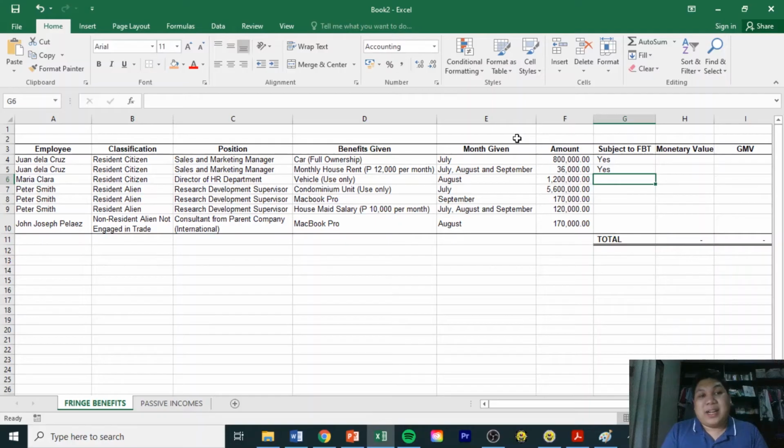While Maria Clara is the director of the HR department. Therefore, since she is a director, she is also considered as holding a managerial position. Therefore, it's a yes. And also, Peter Smith is a research and development supervisor. Therefore, yes, he would be subject to Fringe Benefit Tax. This is yes, and this is yes.